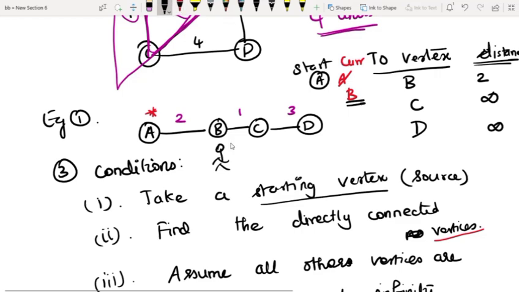Understand, from B, what are the vertices that are directly connected? Only C is connected, right?